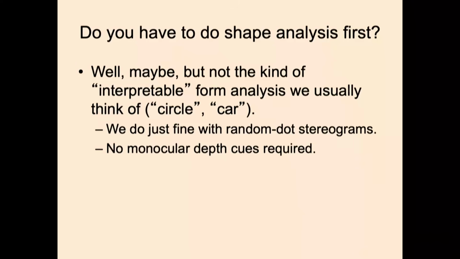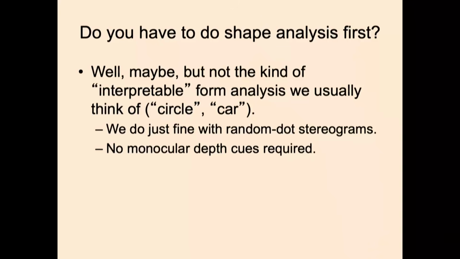The significance here is that it suggests you certainly don't have to do object recognition before matching things between the two eyes and getting binocular disparity. So maybe there's some kind of shape analysis, but it's not the interpretable form analysis that you might think of. This is also important because it demonstrates that you can get depth from binocular cues alone. Even the stereoscope shows that depth gets enhanced just from these two images into the two eyes. But those are actual photographs, and they have a million different binocular depth cues. The random dot stereogram isolates binocular cues.